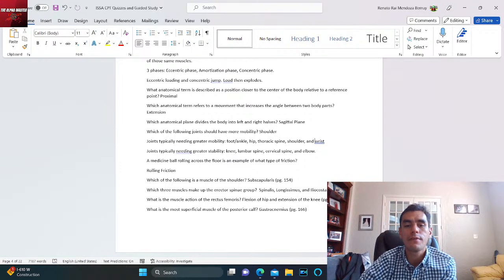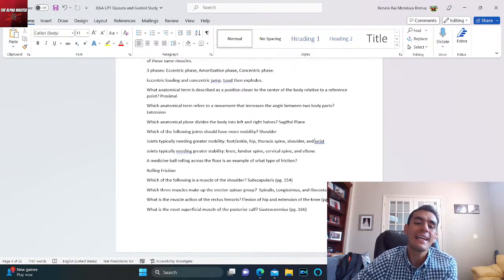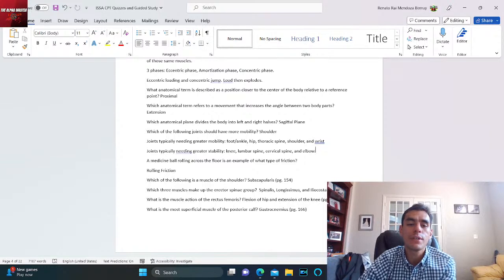Joints typically needing greater mobility: the foot and ankle, the hip, the thoracic spine, the shoulder, and the wrist. And joints typically needing greater stability: the knee, the lumbar spine, the cervical spine, and the elbow. The medicine ball rolling across the floor is an example of rolling friction.